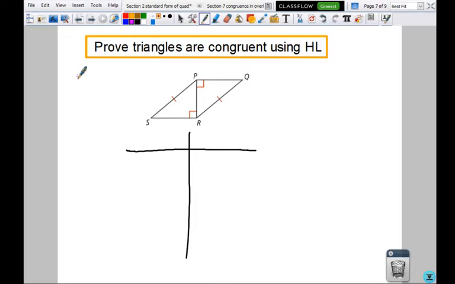Mr. Wilkie, could you come look around and see if it's right? Okay, so right triangle, yeah. What do we need for HL? We need hypotenuse and we need leg, right? So you got your leg, PR, PR. Where's your hypotenuse?